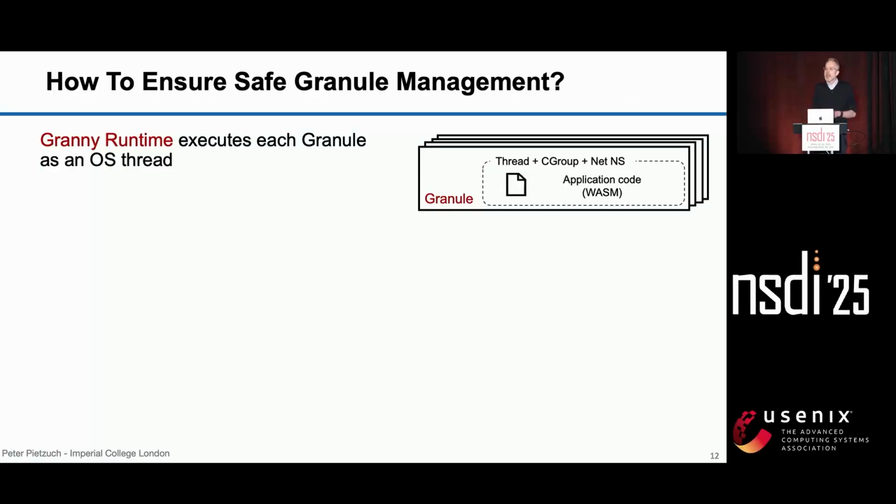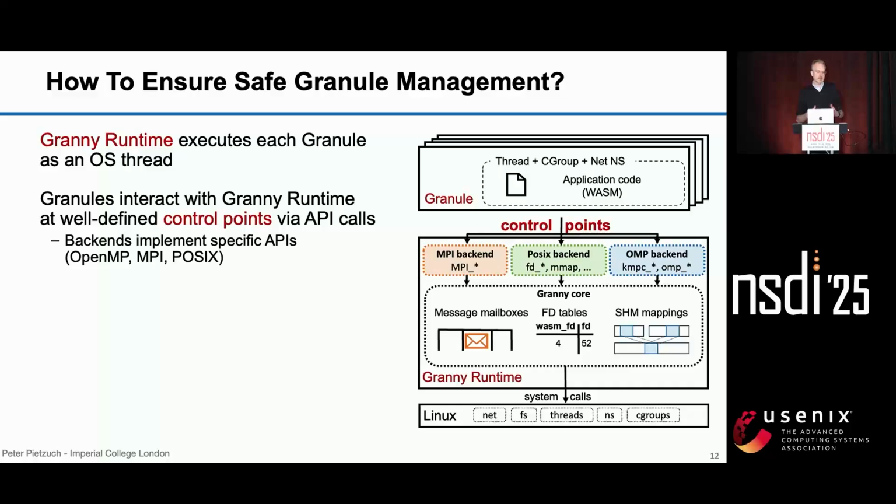Okay, so now that we have a way of representing granules, how do we manage them safely? The Granny runtime executes each granule as an OS thread, and the granules then interact with the Granny runtime at well-defined control points via API calls. Those API calls are implemented by backends that implement, for example, OpenMP APIs, MPI APIs, or different POSIX APIs. Whenever the application normally would want to do a system call, it goes via one of those control points and via one of those APIs.